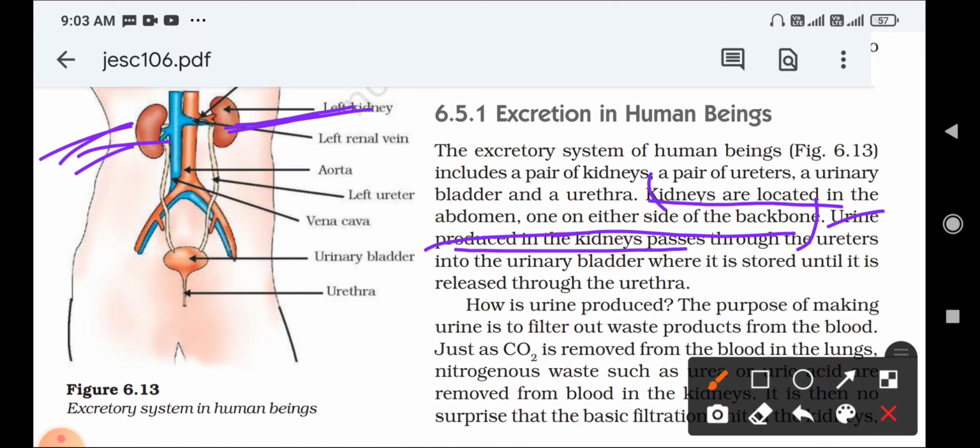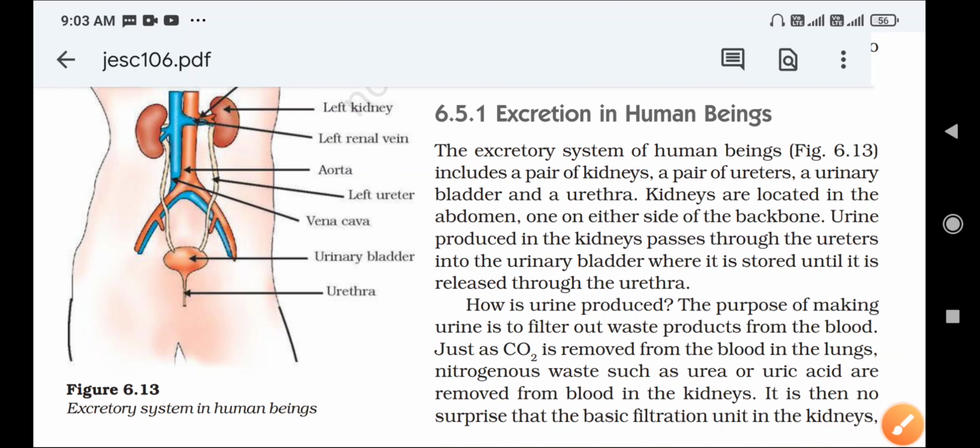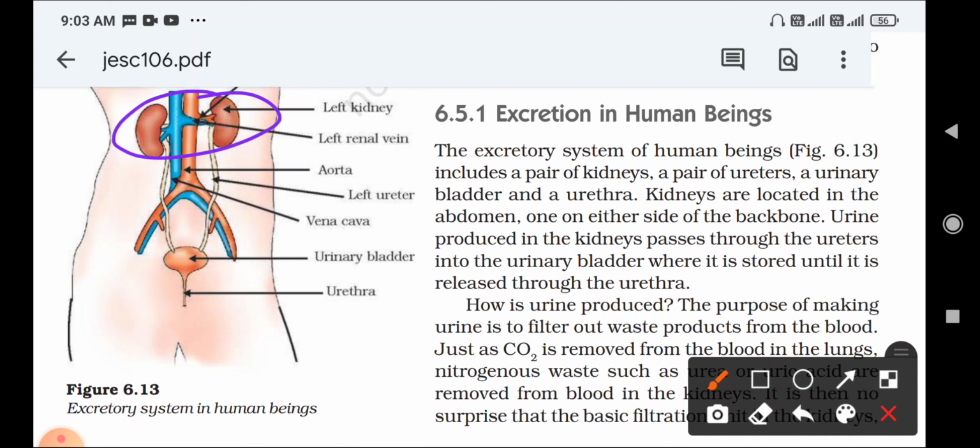Urine is produced in the kidneys, passes through the ureters into the urinary bladder, where it is stored until it is urged out through the urethra.